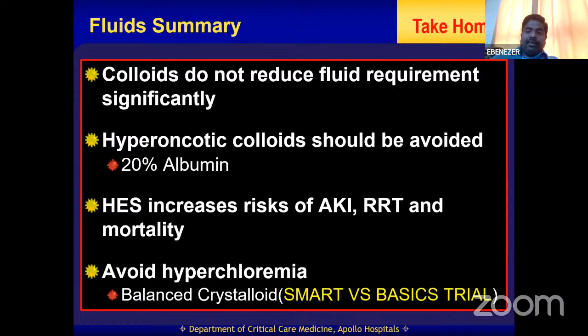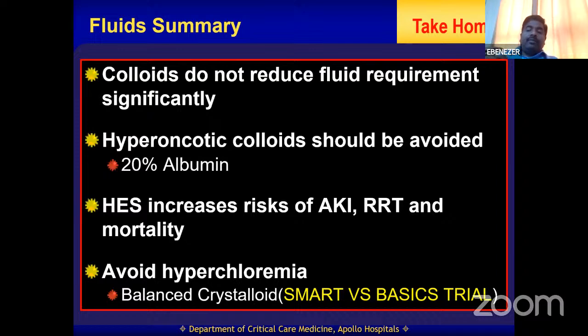Please avoid hyperchloremia. Don't pump patients with normal saline. If you keep on pumping patients with large amounts of normal saline, that will result in dilutional acidosis also. So please don't keep on pumping normal saline. Go for a balanced crystalloid solution. And there are two trials which have recently come up, the SMART trial and the BASIC trial. The SMART trial has shown a difference in mortality.